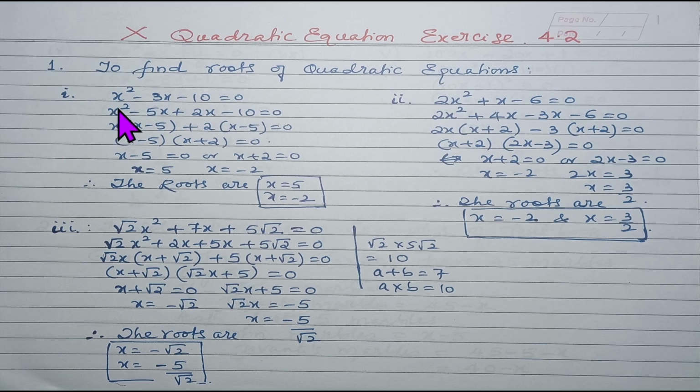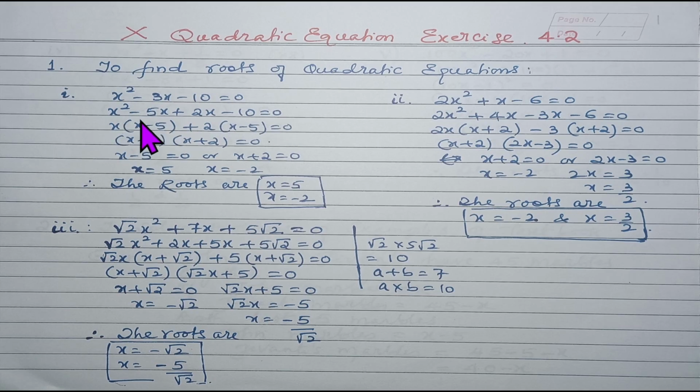Now here I have split the middle term as minus 5x and 2x, and you know why: because minus 5 plus 2 is minus 3, and minus 5 into 2 is minus 10, and therefore it is a 100% correct splitting. Therefore x square minus 5x plus 2x minus 10 equal to 0.